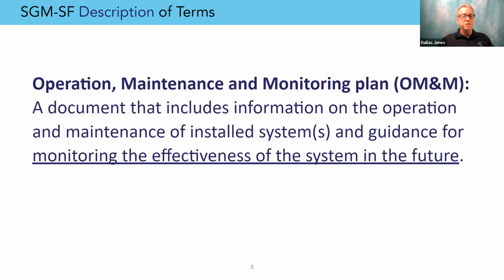I'm going to start off with a quick definition that most of you already know, in the soil gas mitigation standard. There's a term they define, and that's operation, maintenance, and monitoring plan. They define that as a document that includes information on the operation and maintenance of the installed system and guidance for monitoring the effectiveness of the system in the future. So that's what we're talking about tonight in a nutshell.